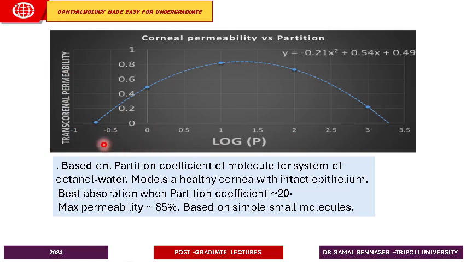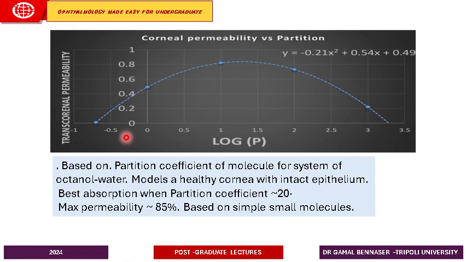So in this experiment, they show that the best permeability, where around 85% of the drug is permeable to the cornea, is at a partition coefficient of 20. A partition coefficient of 20 means a logarithmic P value of around 1.3 to 1.4, as you can see in this experiment. So one of the important variables that determines corneal permeability is the partition coefficient. It reflects the amphiphilic nature of the drug, that it should be able to pass through both an aqueous medium as well as a lipid medium.